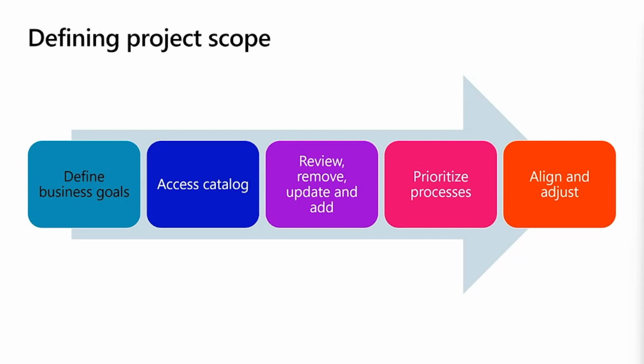And the last step is the alignment and adjustment. It's important that the project scope aligns with the catalog entries. You're going to want to go through a process where you cross-reference the prioritized processes with your project objectives and requirements. And if we went through the process of aligning to those business goals and objectives, this process should be pretty easy.